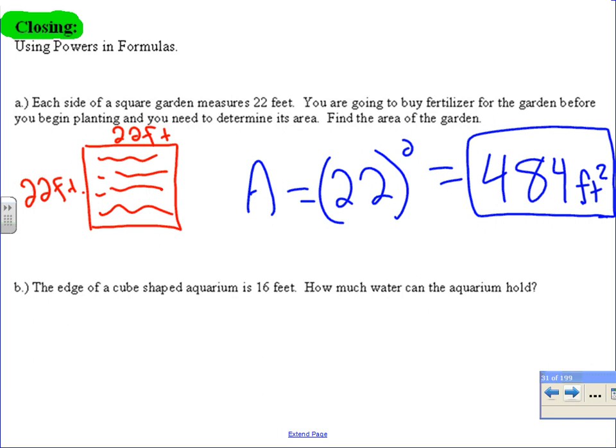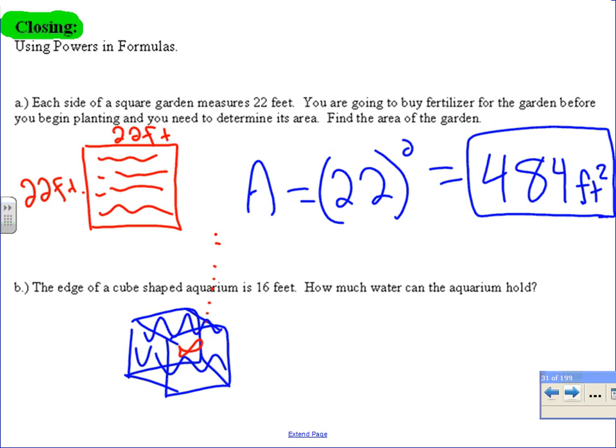I like that. Okay, let's do one more. The edge of a cube-shaped aquarium is 16 feet. How much water can the aquarium hold? So let me try to draw a cube here. Okay, and then we got to make a fish. All right, there's our aquarium. There's my little red fish. Well, it does have water. There's our water. The fish is in the middle. All right, so the point of the math here, there's 16 feet on each side.